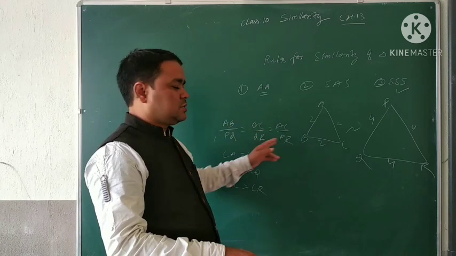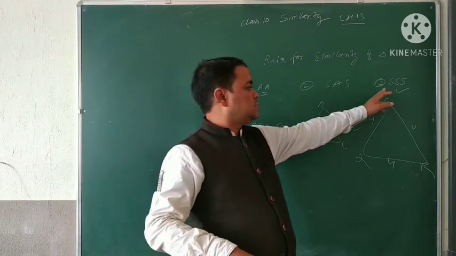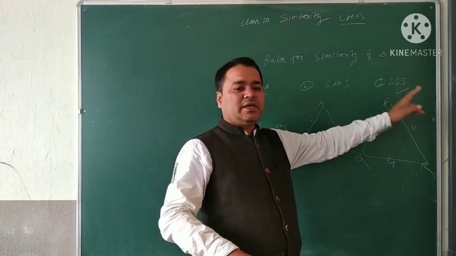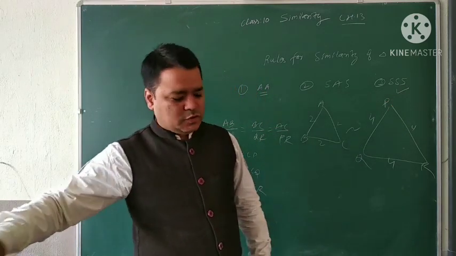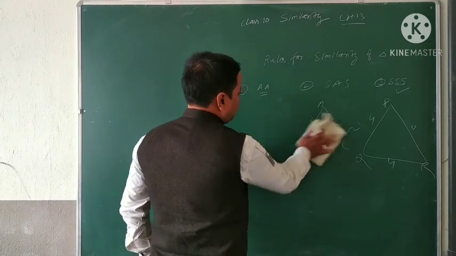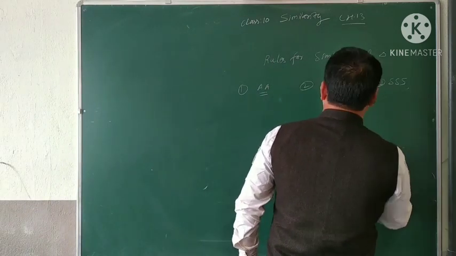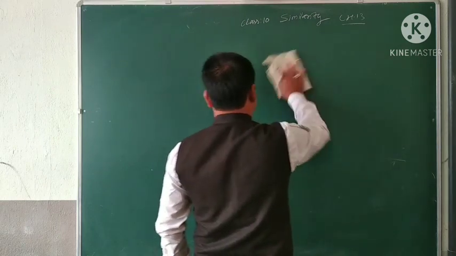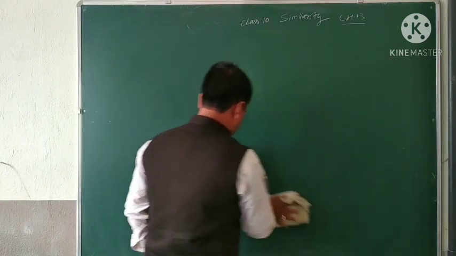Here they satisfy this equation, and in this way we can say these two triangles are similar by the SSS criteria of similarity of two triangles. Getting it? In this way we can understand and also prove whether two triangles are similar or not using this concept.